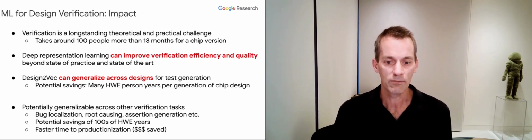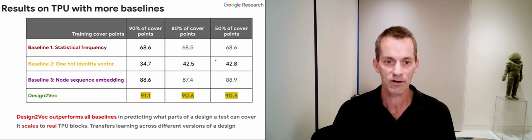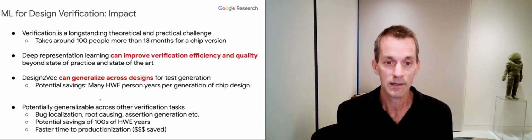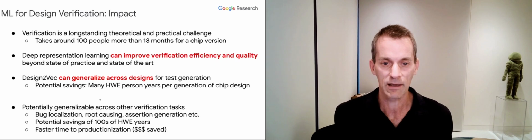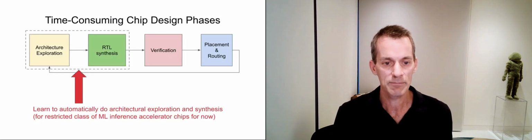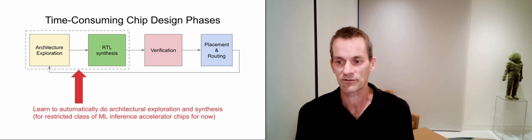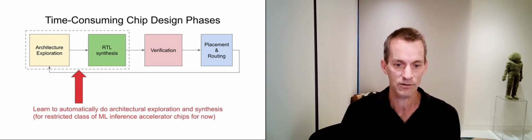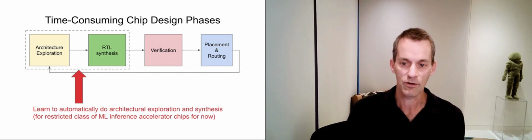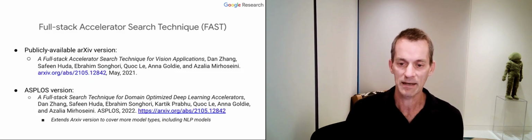Okay, so the impact of this would be that verification is a long-standing big problem in chip design, and that it takes 100 people 18 months or so for a particular fairly complex chip. And this deep representation learning can actually improve verification efficiency and quality beyond the state of practice and state of the art. And it can generalize across designs for test generation. So that has the potential of saving many, many years per different generation of chip designs.